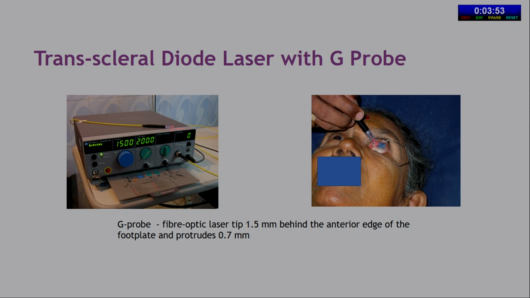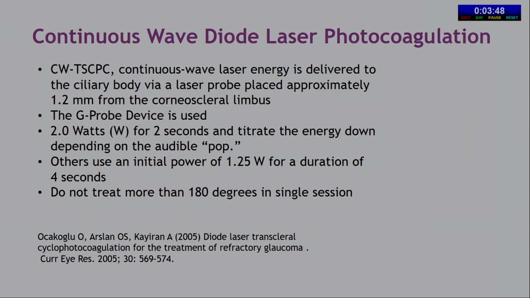extremely important, and it is done with all the precautions of how you do a surgery because you have given the block. It's a continuous wave energy delivered to the ciliary body by a laser probe kept about 1.2 millimeters behind the limbus. The G probe is the name of the device. I think there are other companies which make the same device, but the one I am using is called the G probe. 2000 milliwatts for 2 seconds is actually maximal.